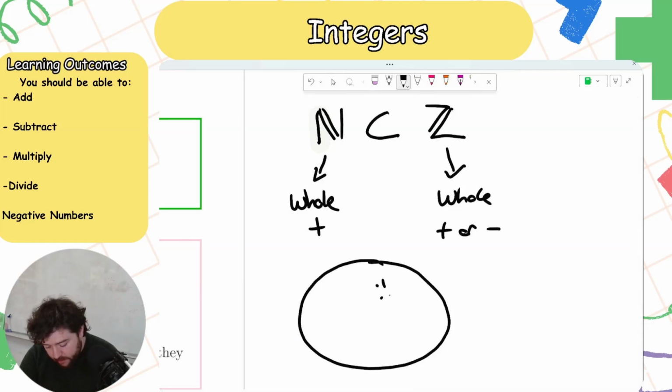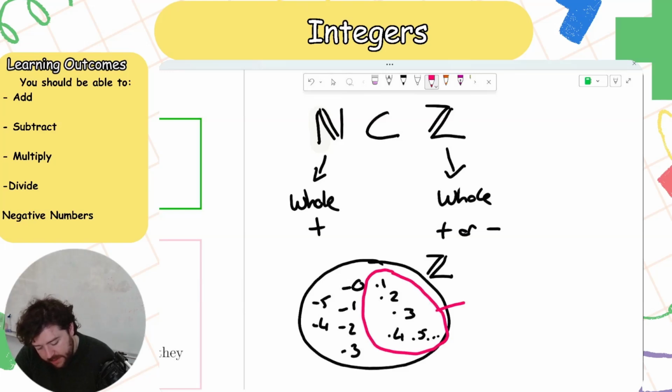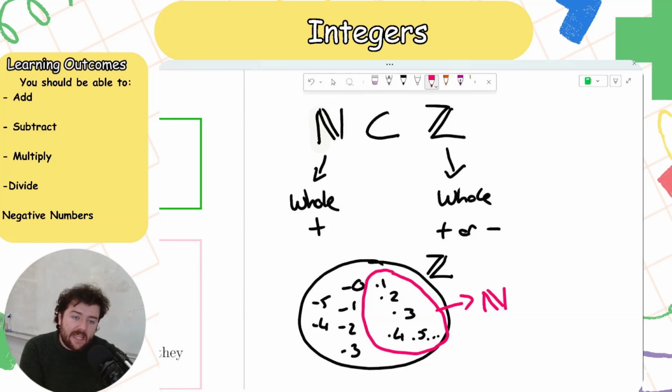So we have 2, 5, 0, 5. This is my Venn diagram for my integers. I can draw another circle around my natural numbers, and my natural numbers are contained inside my integers. That's why we say it's a subset.